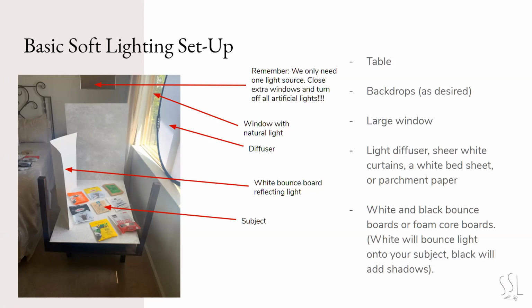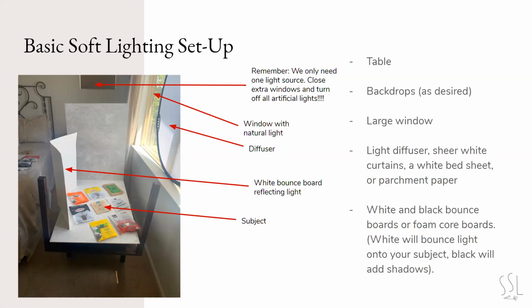And we use the white bounce board when we have intense black shadows on our subject and we want them to be lighter. And all we do is place the white board on the shadowy side of our subject, which will be opposite of our window like you see in the photo. And the white bounce board will take in all the light from the window and reflect it onto the shadowy side of our subject.